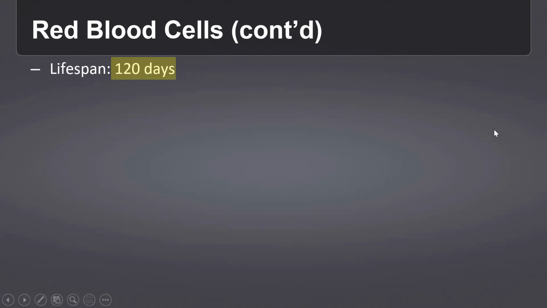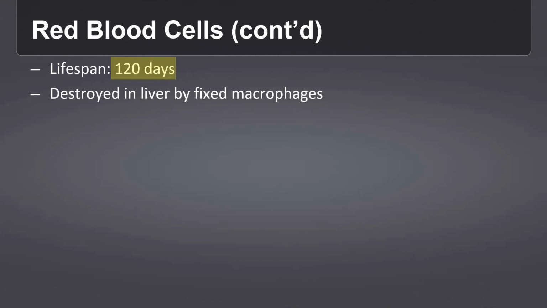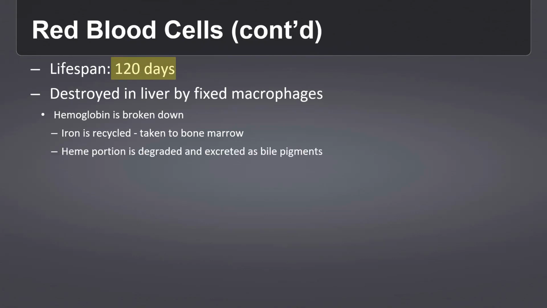So they survive for about 4 months. And then at that point, they are destroyed in the liver, and your body is very efficient in reusing and recycling stuff that it can reuse and recycle. So the hemoglobin is broken down, the iron is recycled and taken back to the bone marrow to create more red blood cells. The heme portion is the only thing that cannot be reused. So it's broken down or degraded and then excreted as bile pigments. And where is it excreted? It's excreted in your feces or your poop or your stool. So that's the one thing that your body does get rid of.